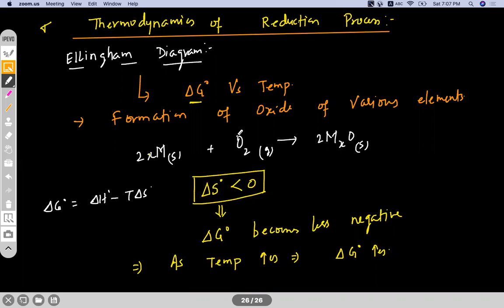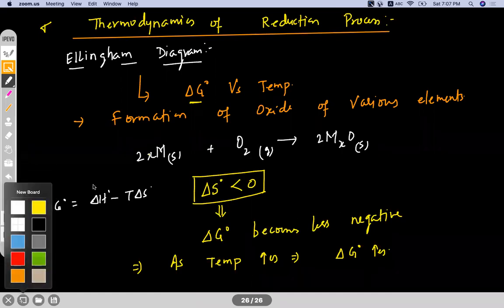So delta G naught for 1 gram molecule of substance plotted against temperature is called the Ellingham diagram. We can do this for halides as well as sulfides, but there we have the reactions of sulfur and halogens. In the syllabus we have oxides only. We have also seen that delta G naught increases with increase in temperature.